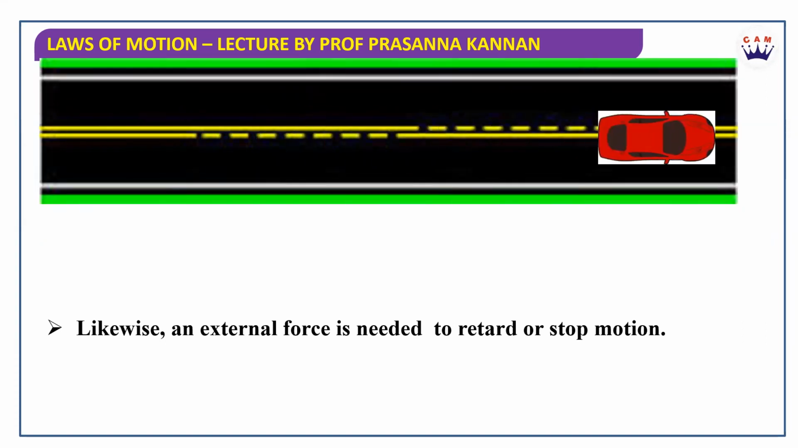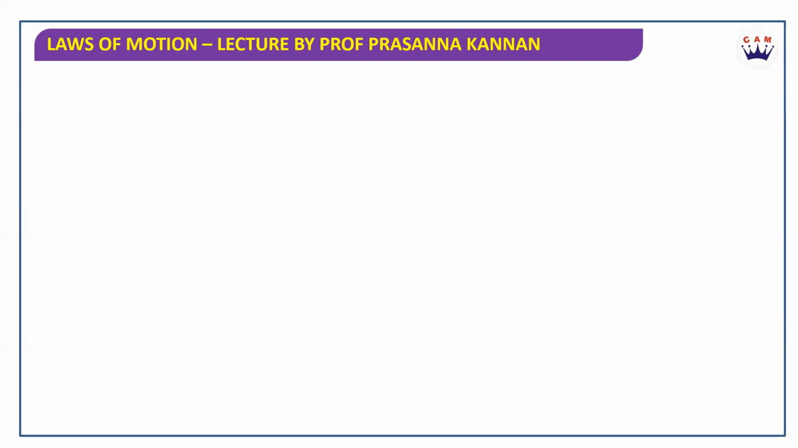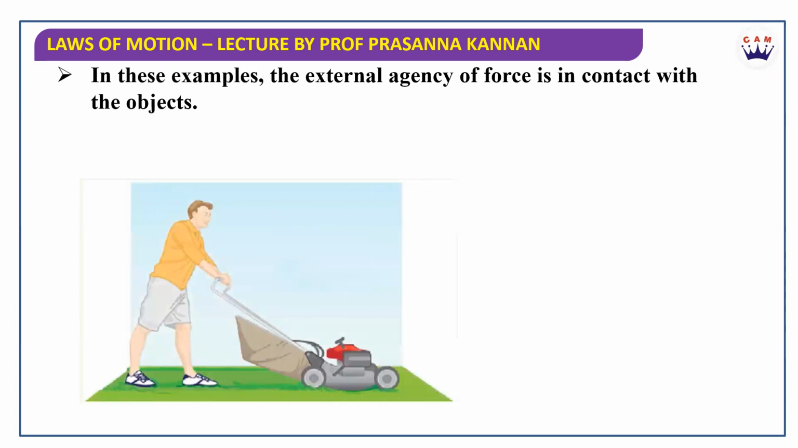So a car is moving. If it has to be stopped, you have to apply a retarding force. Is that clear? Okay, so the external agency of force is in contact with objects in all these examples that we have seen. So what we have seen so far are all what? Contact forces. Clear?